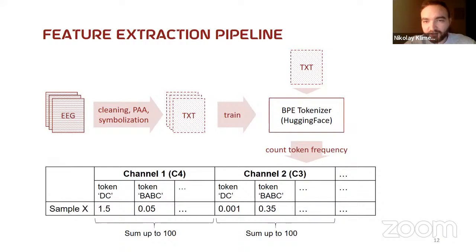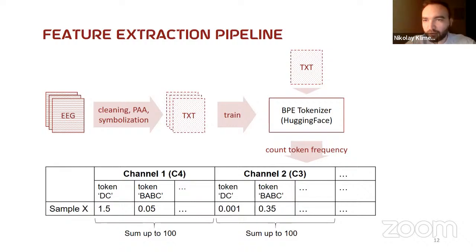So then we can convert all TXT files and extract features from those symbolized series. As features, we treat the frequency of each token. So we count how many times this token appears in the specific series. Then we weight this token by its length, so the longer the token is, the more the weight, and normalize it by the length of the whole series. So it's, in fact, the percentage of this token in the series. And we do so for each channel, for each electrode separately.